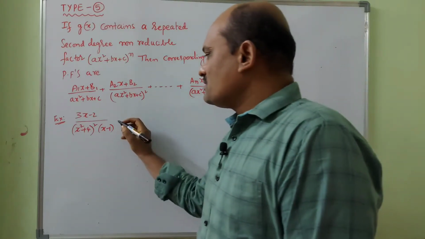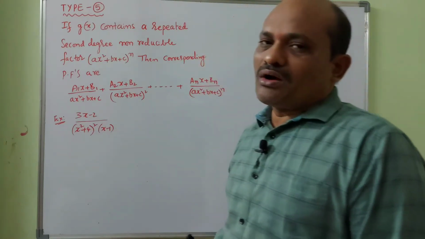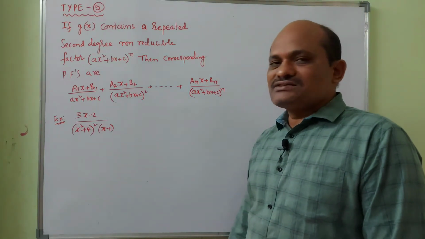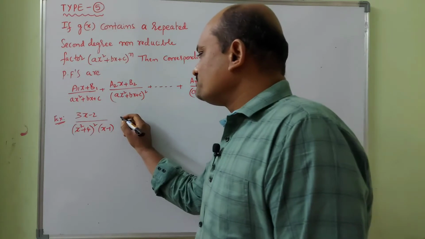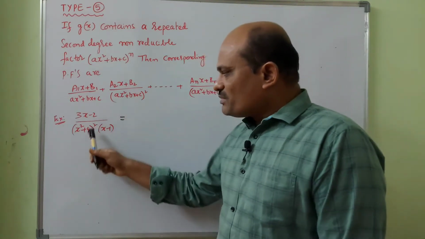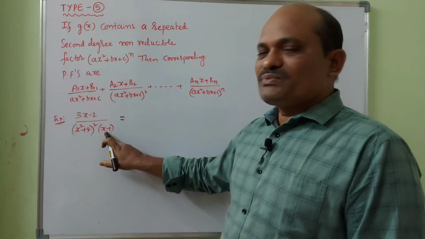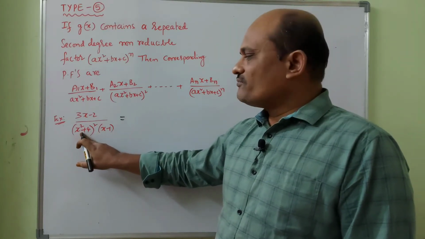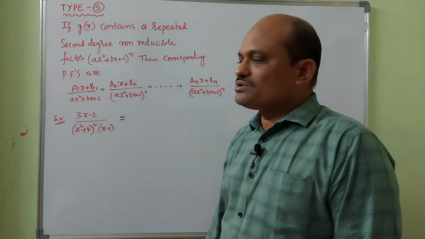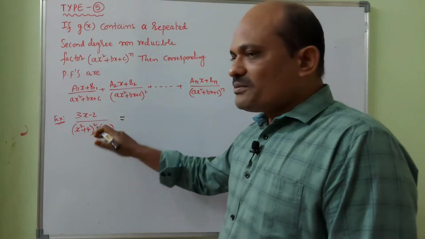Now I am going to do a problem. (3x minus 2) by (x square plus 4) whole square into (x minus 1). Please observe this problem. The denominator contains, look here, x minus 1 is a first degree factor. This is a second degree factor which is repeating 2 times. So for a second degree repeating factor, what to do?